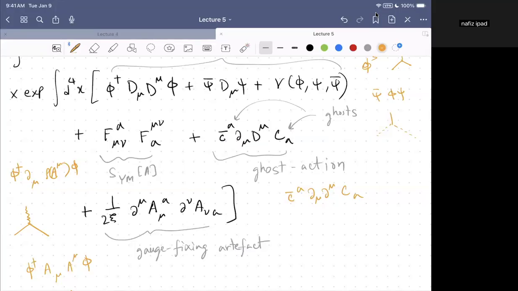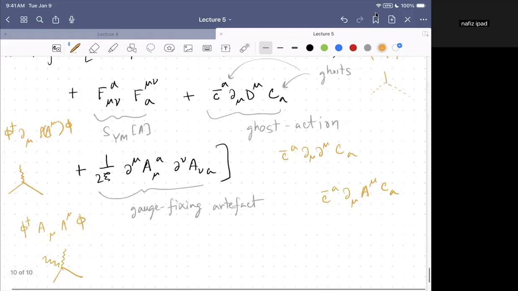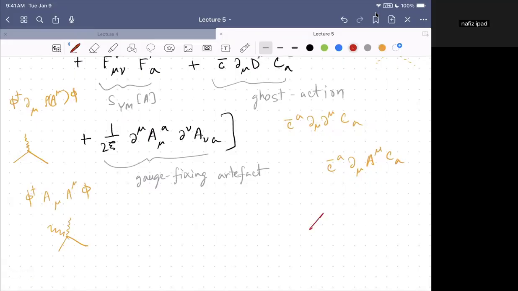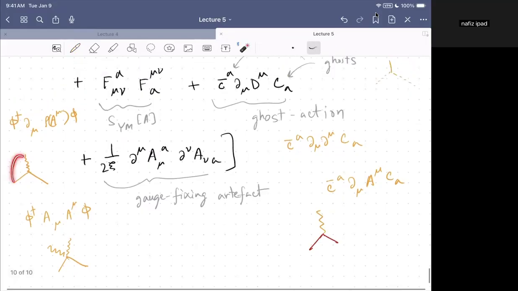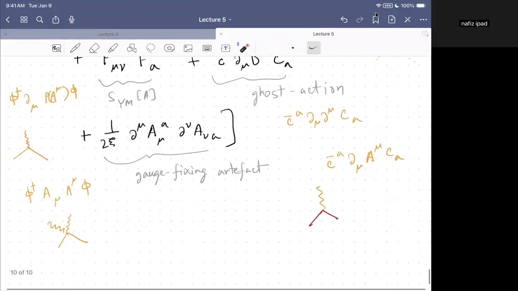But they do couple to your gauge field, right? Because by expanding this D, you get a term like C bar A, partial derivative A mu C A. Let's say that a red line is a propagator for your ghost field. Then this term is an interaction like this. It's very similar to this interaction term, but here you have ghosts. What else do you have?